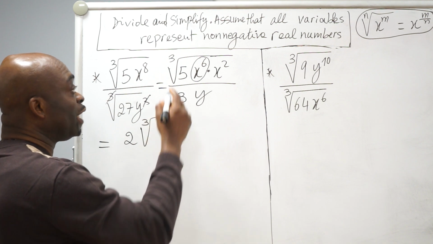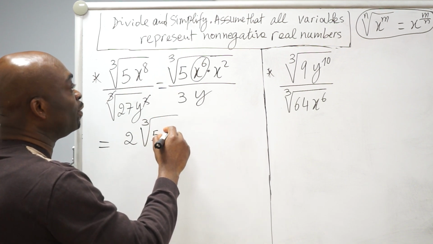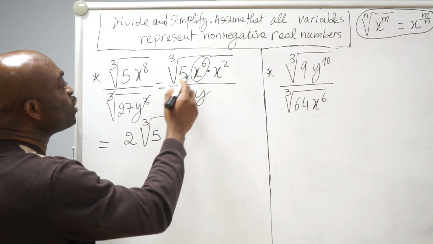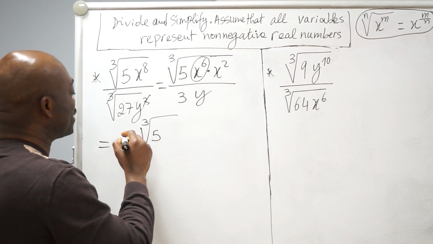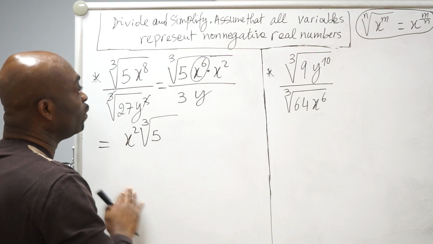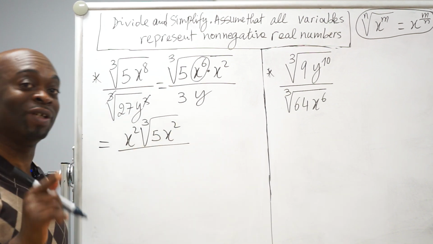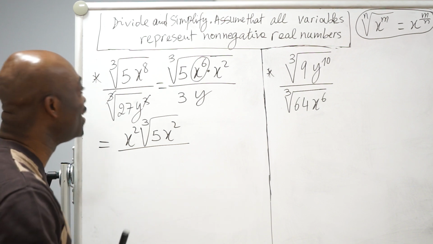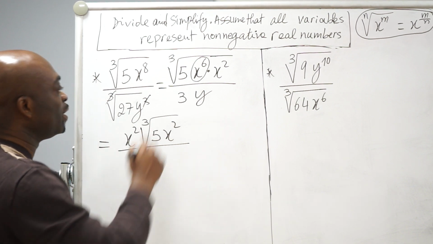So we have the cube root here. This is 5. And then what do we have now? We said this one is 2, right? Nope. This one's supposed to be x squared. Careful. All right? And then the other x squared stays under the radical, not 2. Be careful. All right? So that's x squared times the cube root of 5x to the 2nd power, over 3y.